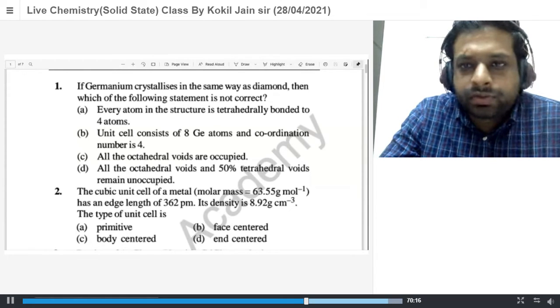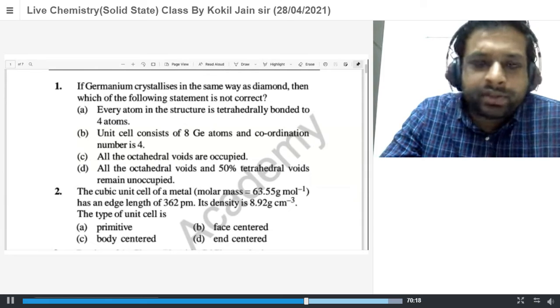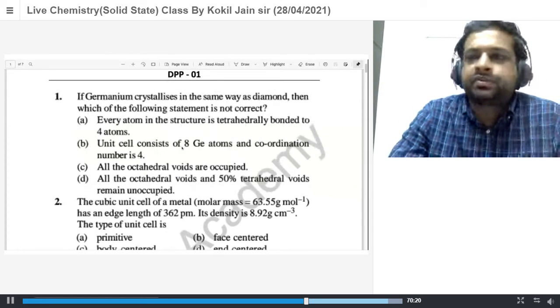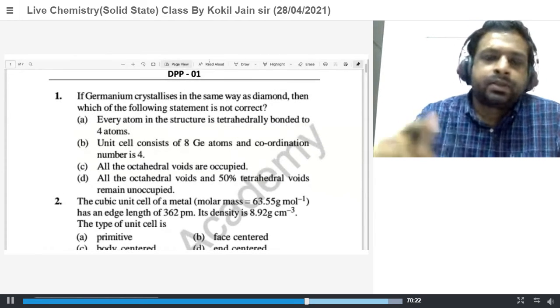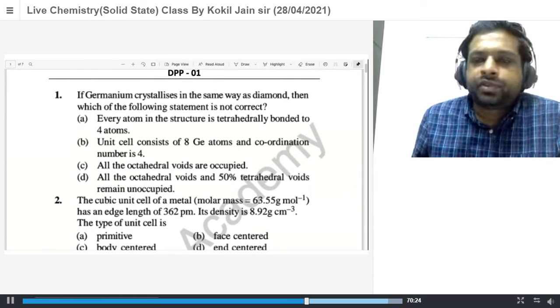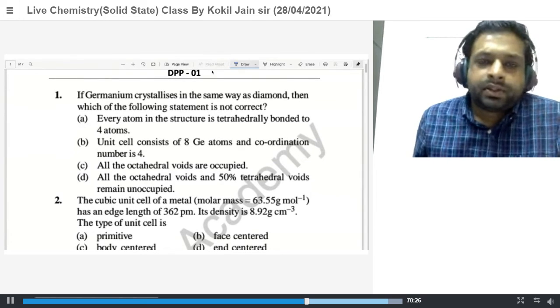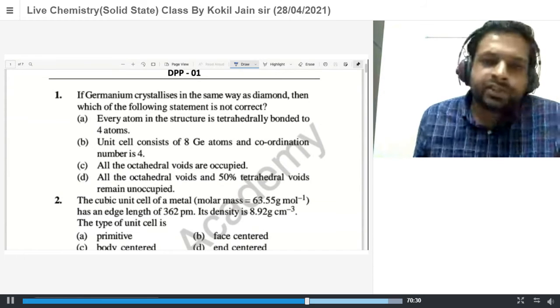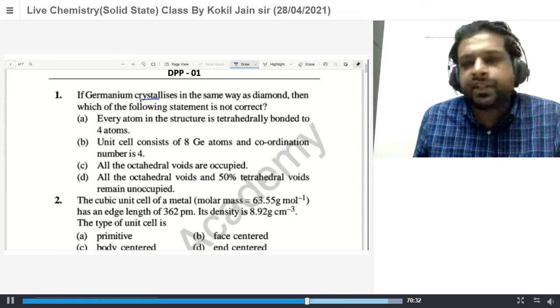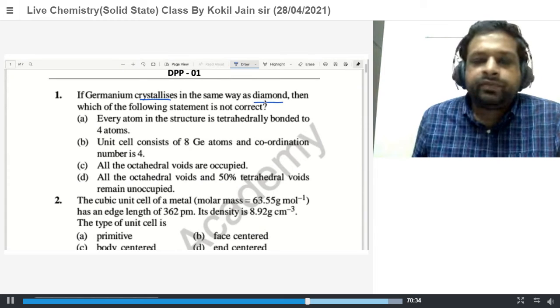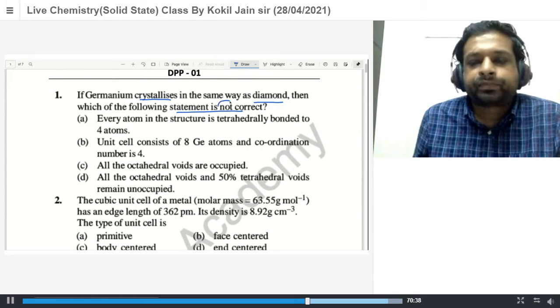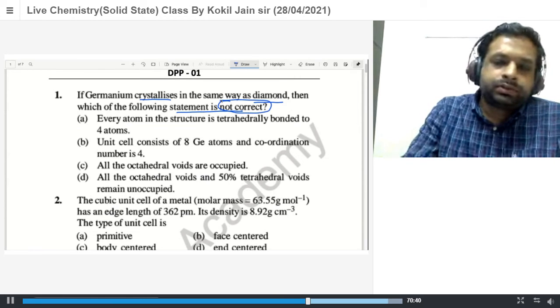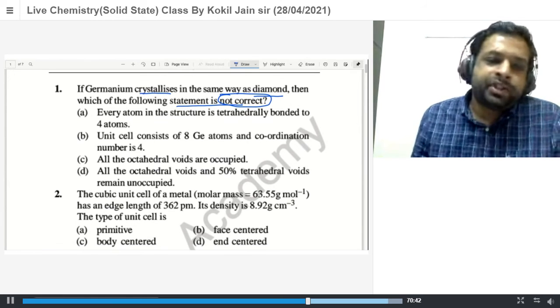Okay. So let's try to solve these questions one by one here. Now, first question: if germanium crystallizes in the same way as diamond, then which of the following statements is not correct? You remember the diamond structure?